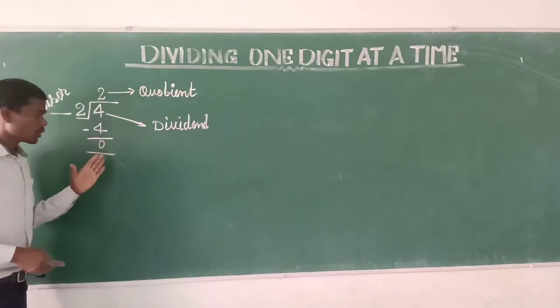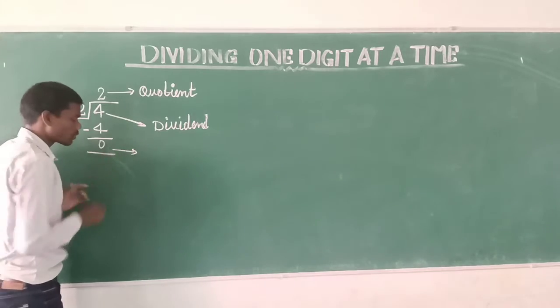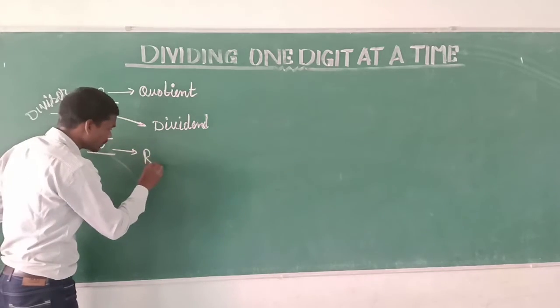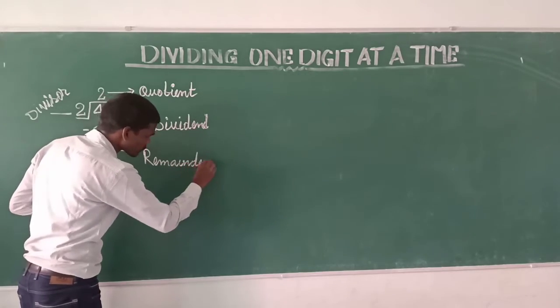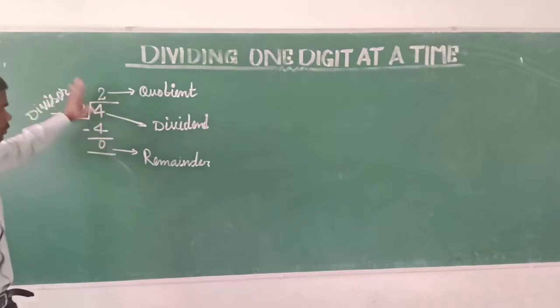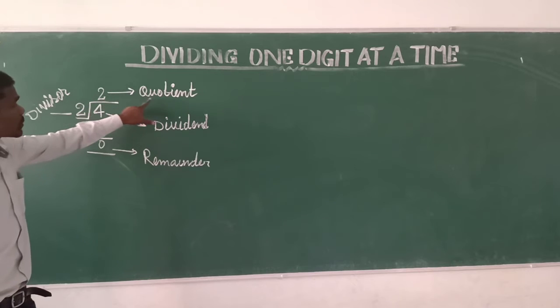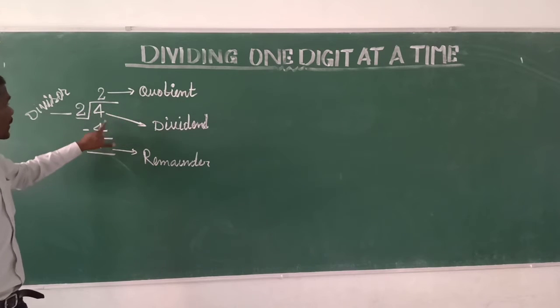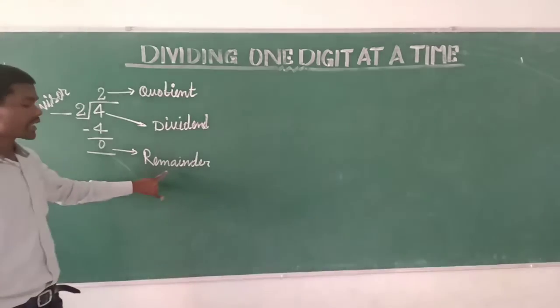And now here the last one is this one. Which place is this called? Remainder. So dear students, this one you have to know thoroughly. 2 is called divisor, and 2 is called quotient, and 4 is called dividend, and 0 is called remainder.